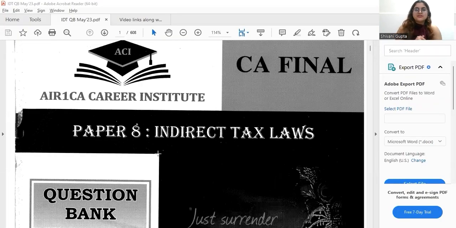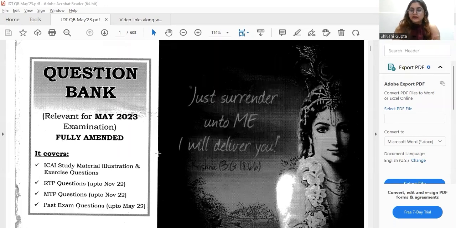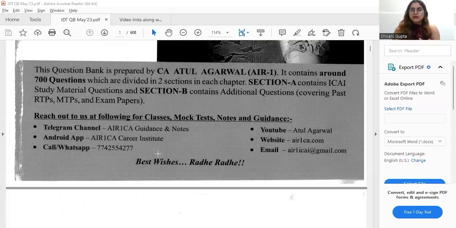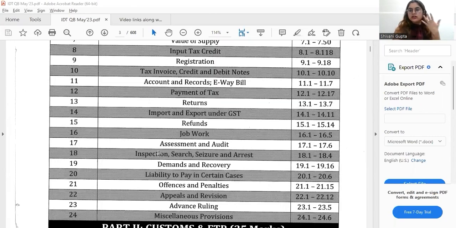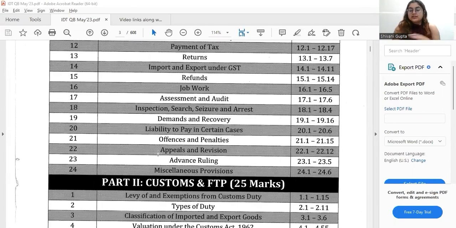I hope my screen is visible. This is the IDT question bank for CA Atul Agarwal, and this is fully updated for the May 23 attempt. You have to go through these topics and revise them with the question bank. I will not suggest you read the whole study material. If you have small notes, you can refer to those. But otherwise, if you don't have any concept notes, you can directly jump to the question bank.